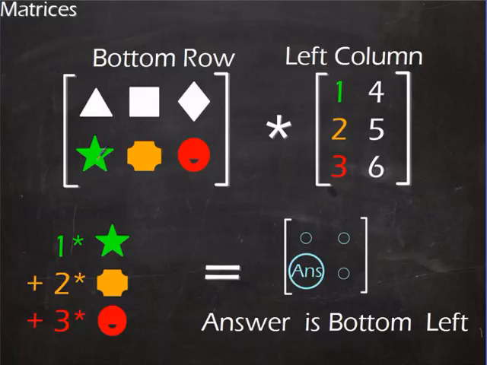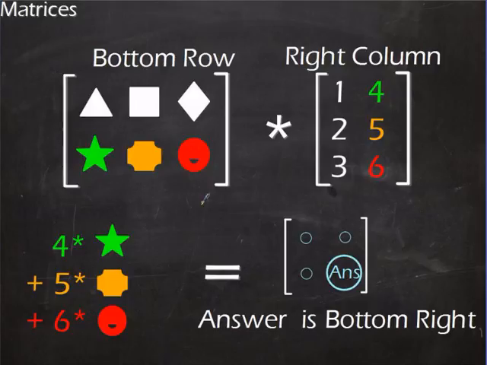So it'll be star times 1, add it to this funny shape times 2, and then you add that to the smiley face times 3. Add them all together once you've multiplied them individually, and the answer goes bottom left. And finally, the bottom row multiplied by the right column gives us the bottom right answer. Okay, so let's have a go.